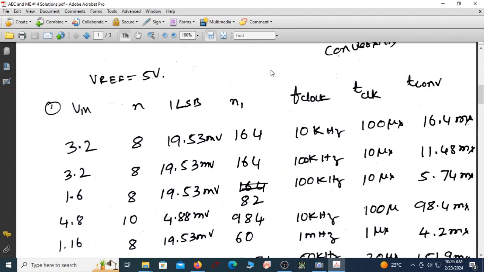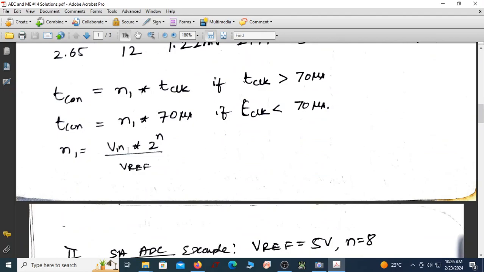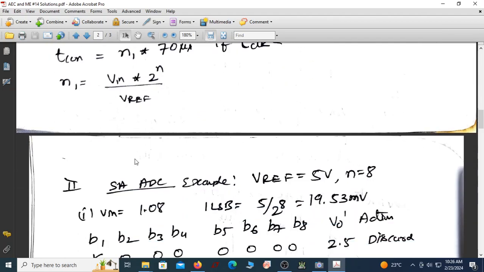Of course, we are finding this n1, which is nothing but the input in LSBs. So this is exactly Vin divided by LSB. LSB is actually V reference by 2 power n. So that is this equation. Okay, fine. Then we just go to the next problem.